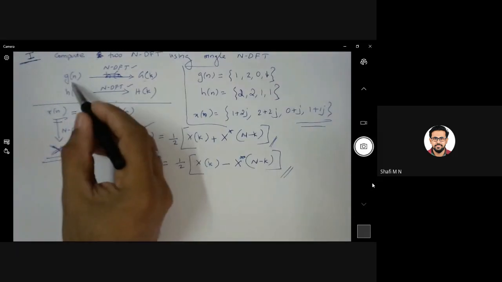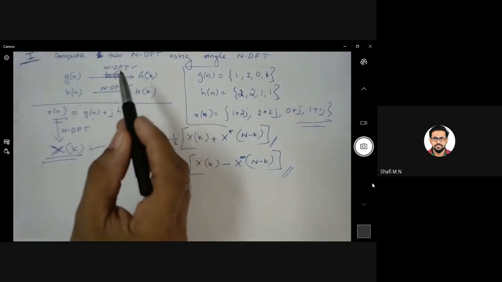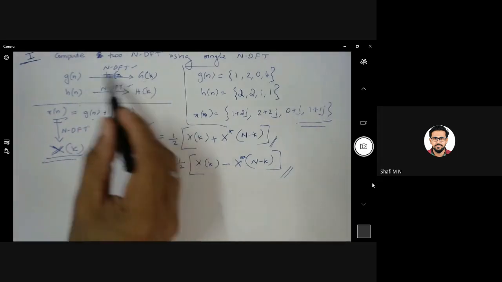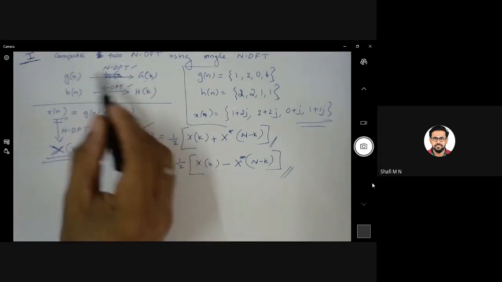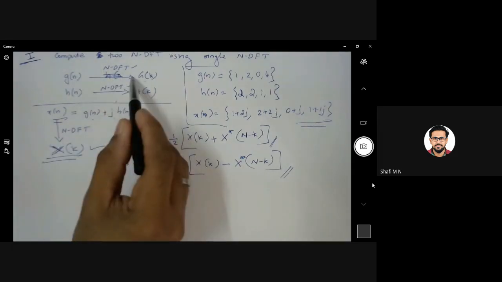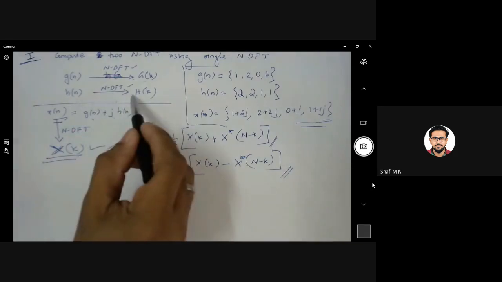Consider two sequences g of n and h of n. Let g of k be the DFT. You have to write those sentences. Many people are reluctant to write all this. Okay, let, you can note it like this. Let g of k be the DFT of g of n. Okay, then we can show it mathematically. Then let h of k be the DFT of h of n. Then we can show this mathematically.